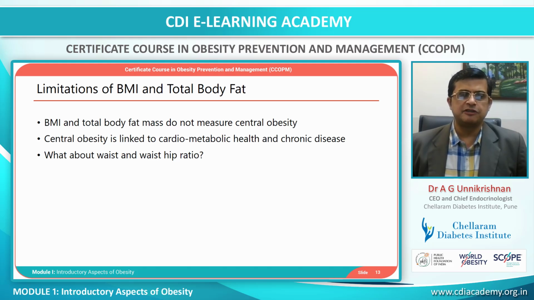Let's look at the limitations of body mass index and total body fat. Body mass index and total body fat really do not measure central obesity. Central obesity is the fat in the visceral tissue as well as the subcutaneous abdominal fat. Central obesity has been linked to adverse cardiometabolic health as well as chronic disease. So that brings us to a simple measurement of central obesity, which is waist circumference and the waist hip ratio.